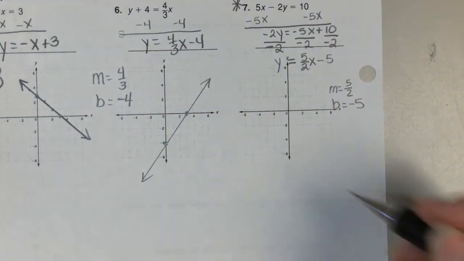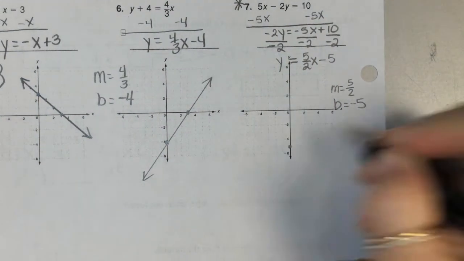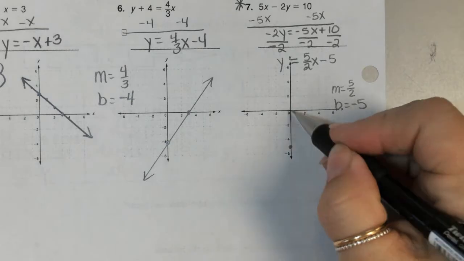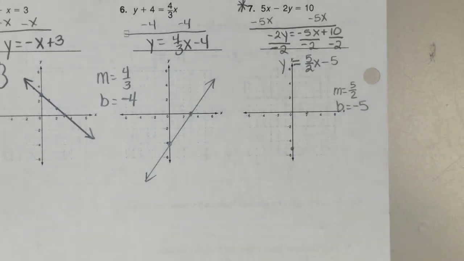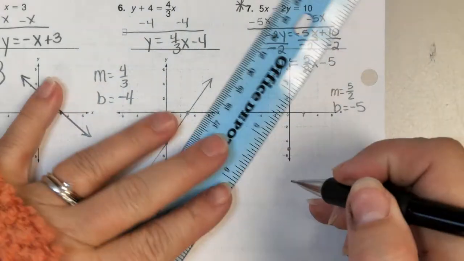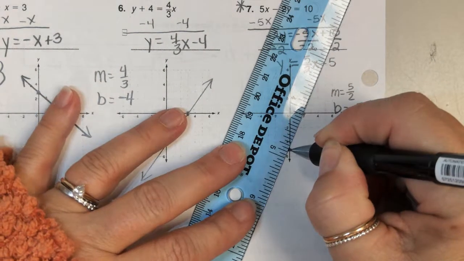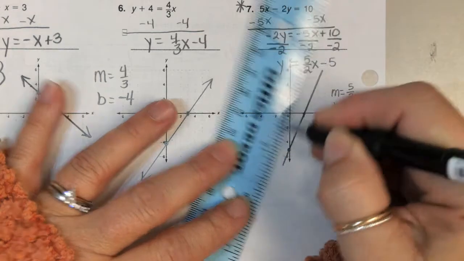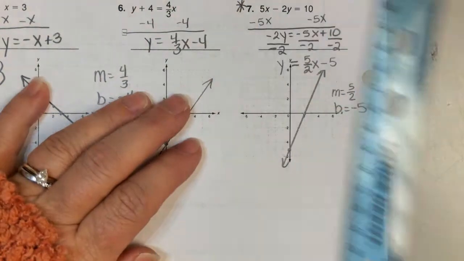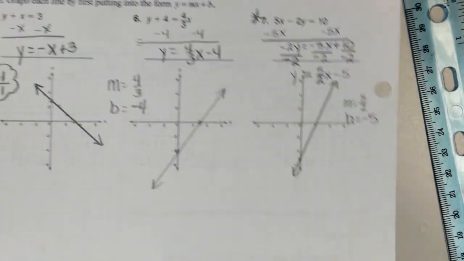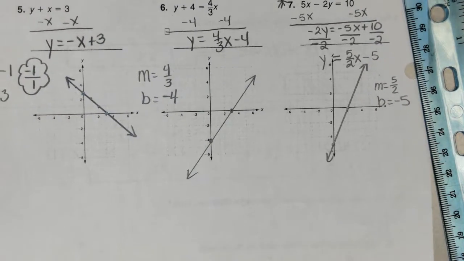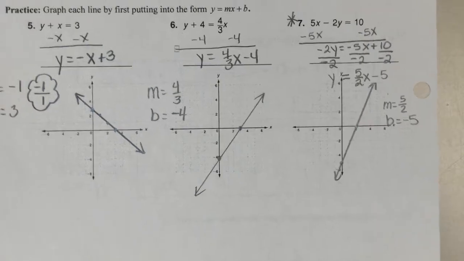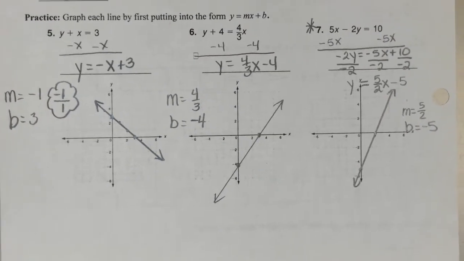Okay, so now I'm going to graph it. -5, and I'm going to go up 5 and over 2. There's my other point, and now I can draw my line. Use what you know about if it's a positive slope, you know it's going to be an uphill line. If it's a negative slope, you know it's going to be a downhill line. That will help you kind of check yourself as you graph these linear equations.